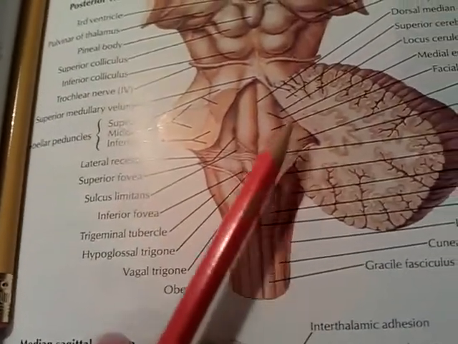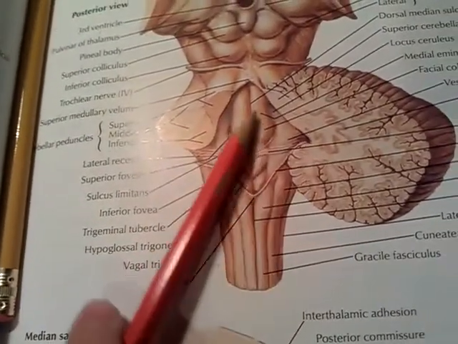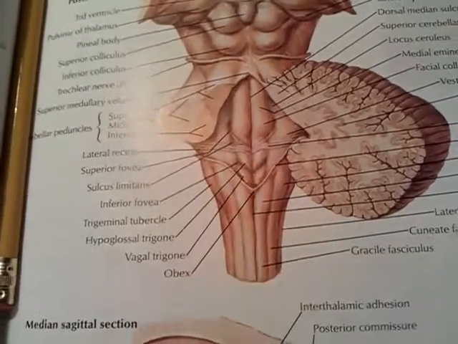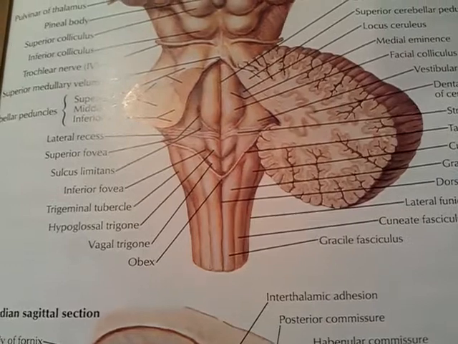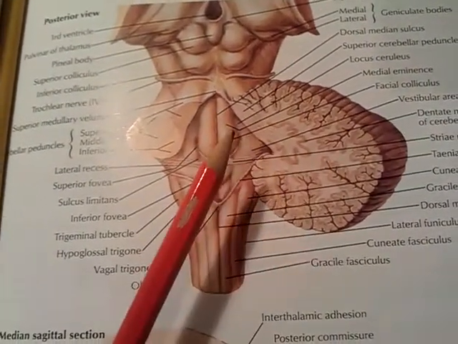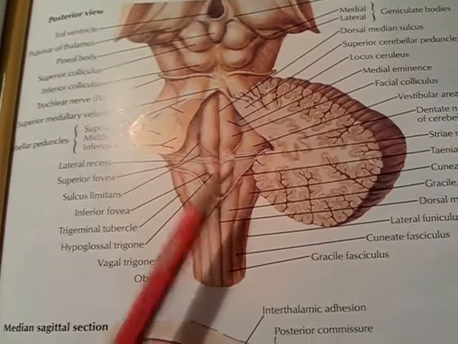Here you see the rhomboid fossa, which makes up the floor of the fourth ventricle. The rhomboid fossa is the dorsal surface of the medulla oblongata and pons.